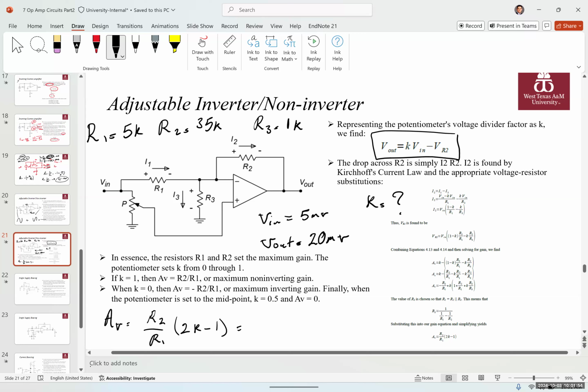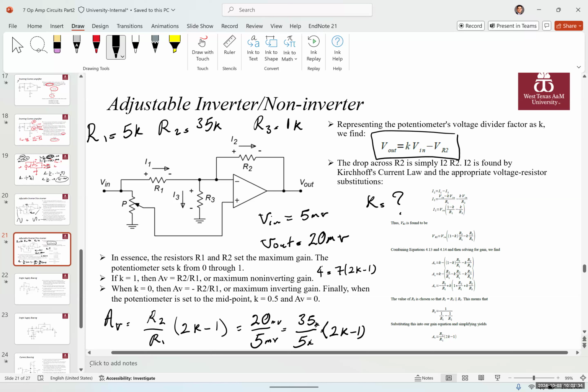AV, or the voltage gain, is the output voltage, which is 20, over the input voltage, which is 5. And R2 over R1, R2 is 35, R1 is 5. The units don't matter because they are going to be eliminated. Times 2K minus 1. So 4 is equal to 7 times 2K minus 1.